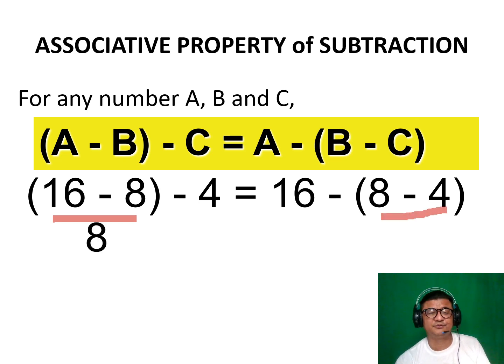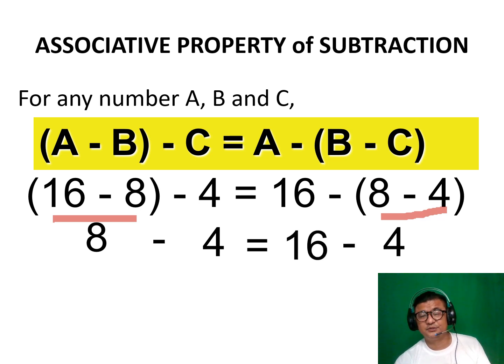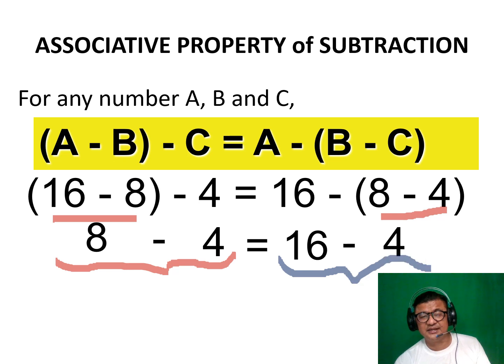Okay, let's do the left side first. 16 minus 8 is 8. All right, minus 4. Now, on the other side, if we do 8 minus 4, we're going to get 4. Then bring down the 6. Again, you're checking if the left side is equal to the right side to know if they are totally balanced. 8 minus 4 is a 4. Okay. But on the right side, 16 minus 4 is a 12.